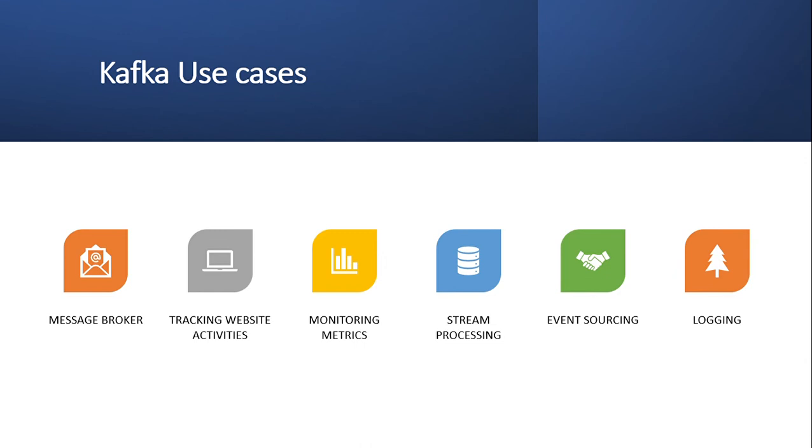Next is event sourcing. Event sourcing refers to an application design that involves logging state changes as a sequence of records ordered based on time. Kafka's ability to store large logs makes it a great choice for event sourcing applications. Last is logging. Kafka can be used as an external commit log for a distributed application.